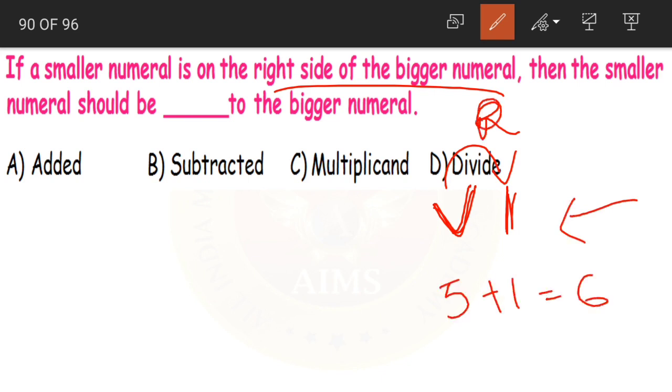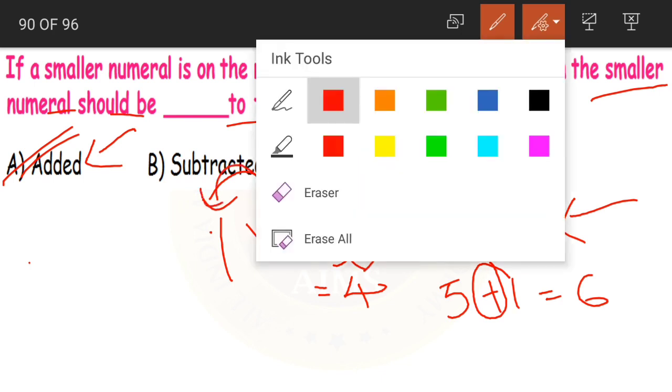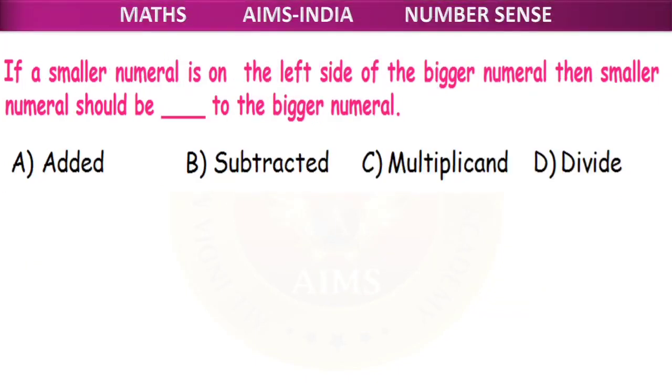What are we doing here? We are writing the smaller number to the right side, so we are adding both the bigger and smaller numerals. So what is the correct answer? Option A, added. The smaller numeral should be added to the bigger numeral. Now what if the smaller numeral is written to the left? IV becomes what, children? 5 minus 1, that is equal to 4. So when the smaller numeral is written to the left, it should be subtracted from the bigger numeral. For this question, added becomes the correct answer as the smaller numeral is on the right side of the bigger numeral.